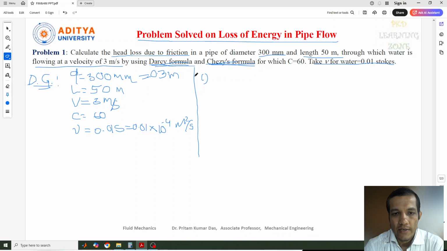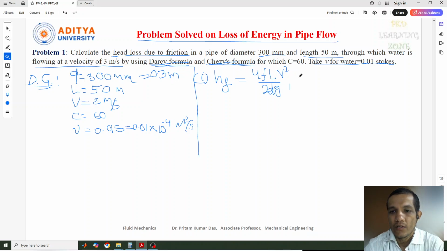First, by using the Darcy formula, we know that the head loss hf equal to 4fLV square by 2dg. In this equation, all the values are given here except the F value, the coefficient of friction. F can be identified by using the relation with Reynolds number, because it is a function of Reynolds number. So first we need to identify Reynolds number, then based on its value, we can see whether the flow is laminar or turbulent, and based on that we will implement the friction factor formula.